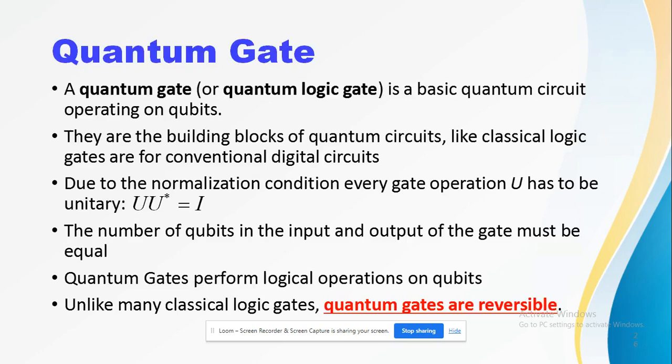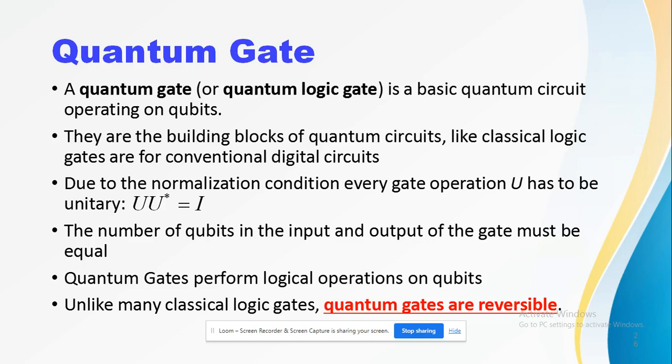A quantum gate is a basic quantum circuit operating on qubits. They are the building blocks of quantum circuits, like classical logic gates for conventional digital circuits. Due to the normalization condition, every gate operation U has to be unitary. That is, the product of U and U transpose is equal to identity. The number of qubits in the input and the output of the gate must be equal.